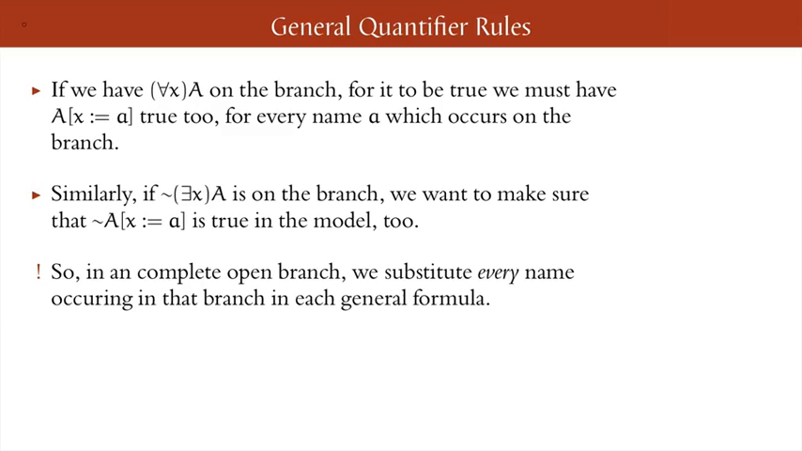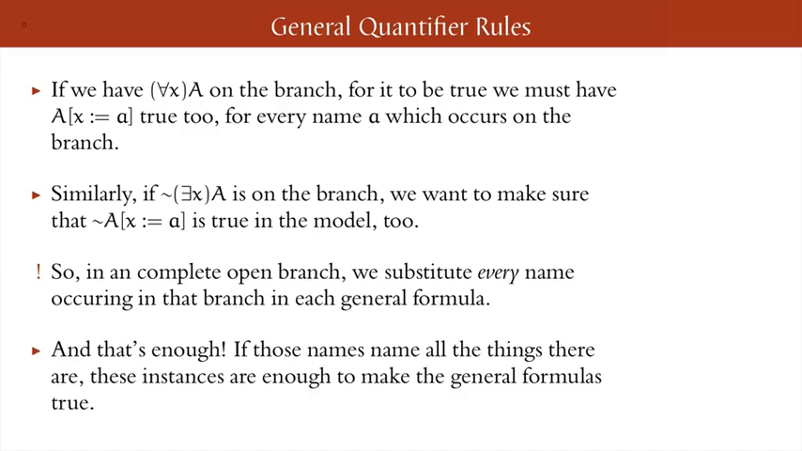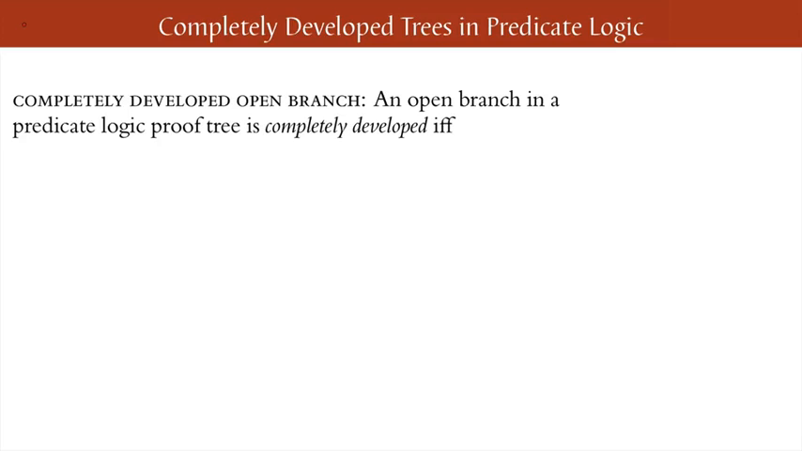So, in a complete open branch, the easiest thing to do is to just substitute every name that occurs in that branch into each of the general formulas in that branch. And it turns out that that's enough. If those names name all of the things that there are, then these instances are going to be enough to make those general formulas true.